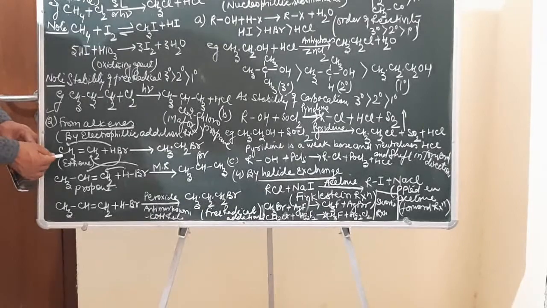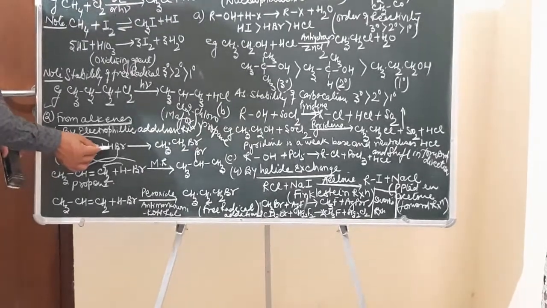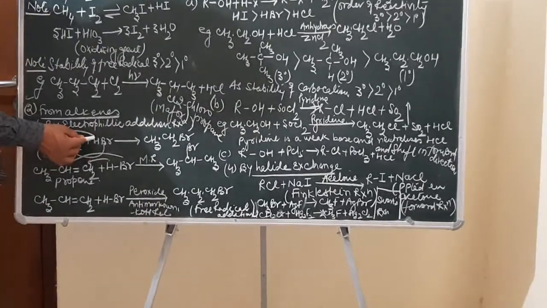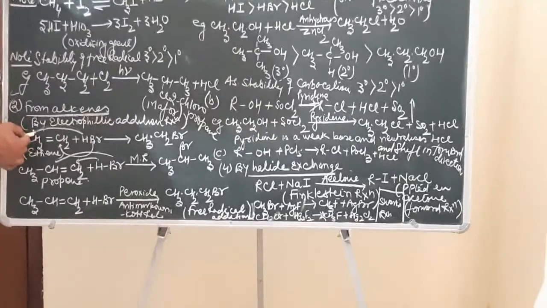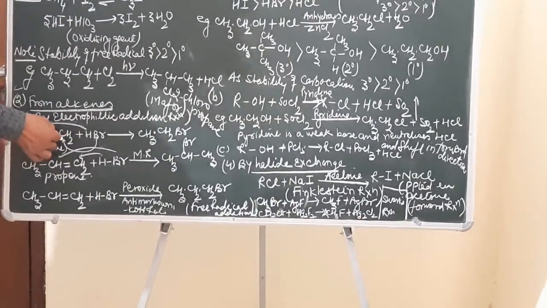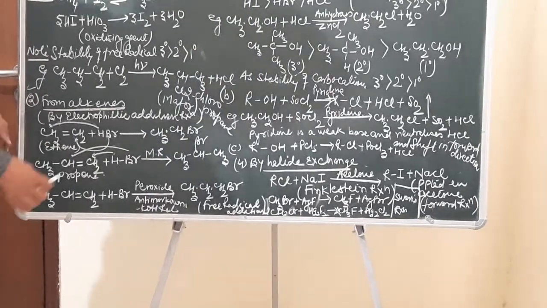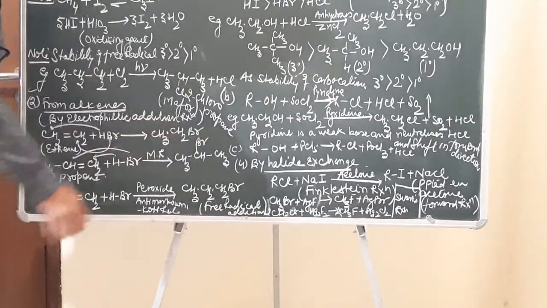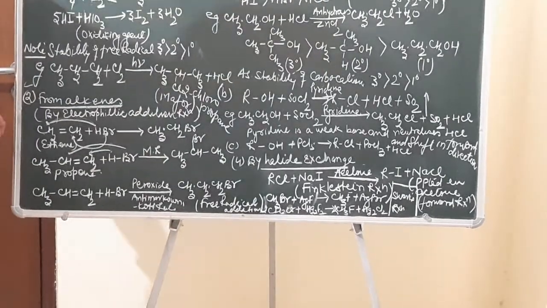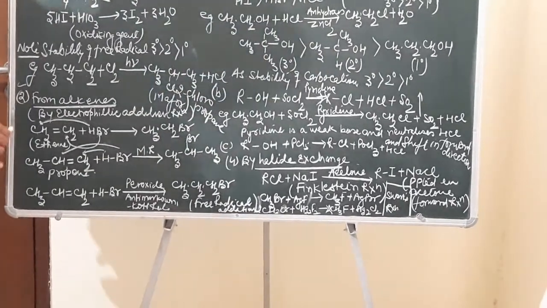As for example, when an ethene molecule reacts with hydrogen bromide, this is an electrophilic addition reaction. H will add over here, Br will add over here. The addition of the electrophile takes place in the slowest step. So it is an electrophilic addition reaction. It will result in the formation of ethyl bromide, or we may call it 1-bromoethane.